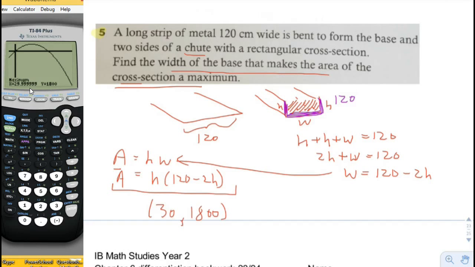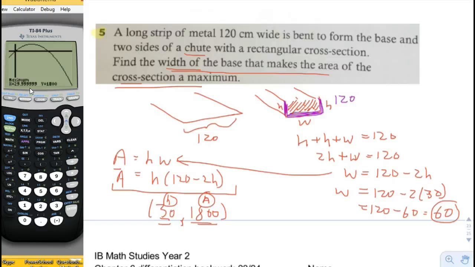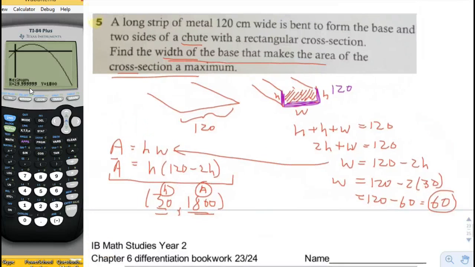Now what is the 30? The 30, remember, is h, and the 1800 is area. So it says find the width of the base that makes the area of the cross-section a maximum. So we know that the maximum cross-section is 1800, and we know that the h of 30 makes it maximum. But what value of w makes it maximum? So we can find that with this equation here. We can put 30 in for h, and then we get 120 minus 60 equals 60. So the width that makes it maximum is 60. And that is the end of this section.